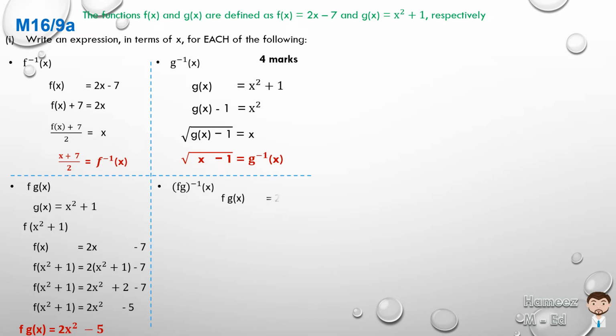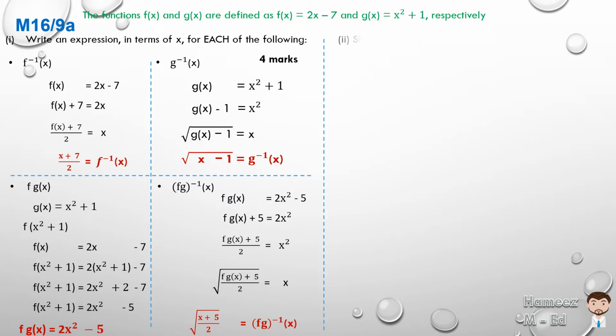For the fourth part, find fg inverse x. Now, fg of x is equal to 2x squared minus 5. We found that previously. And if we want to find the inverse, let's make x the subject of the formula on the right-hand side. So we move the minus 5 across. So we're going to get fg of x plus 5 is equal to 2x squared. Then we move across the coefficient 2. So we're going to get x squared is equal to fg of x plus 5 all over 2. If we want x, we move the square across. So we'll get the square root of fg of x plus 5 all over 2 is equal to x. And let's replace it now. So we're going to get the square root of x plus 5 all over 2 is equal to fg inverse x.